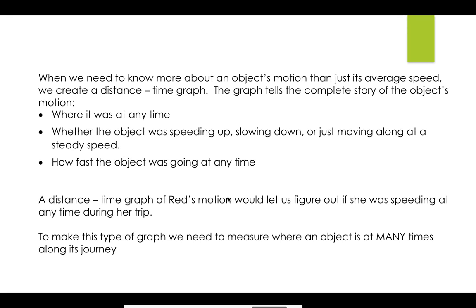Now, to make this type of graph, we need to measure where an object is many times along its journey. So this means maybe at the 1 hour mark, I would want to know how far away Red was, maybe at the 1.5 hour mark, the 2 hour mark. And by doing this, you get a very good picture of how fast she was going at different times.